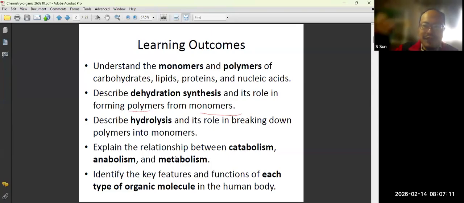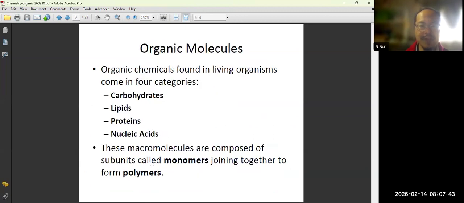So we're going to know that, and we already know. Almost done. This lecture is pretty easy, almost done. We want to know about the features of each type of organic molecule. What is the feature of lipid? We kind of talked about that already, and we're going to talk more about it. What is the feature of protein? What's the feature of carbohydrates? What's the feature of nucleic acid? We're going to learn more about each of these. Here we're going to learn about these four organic molecules and understand their monomers and polymers.